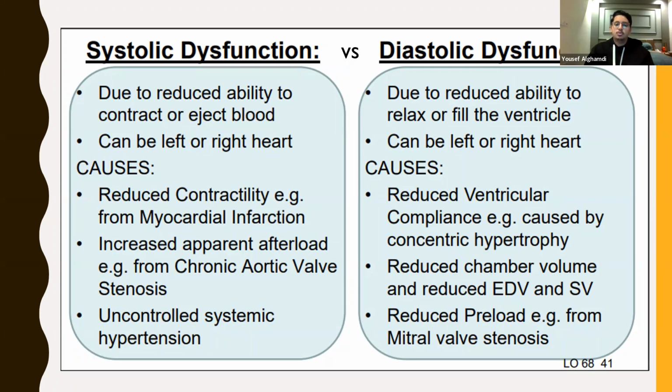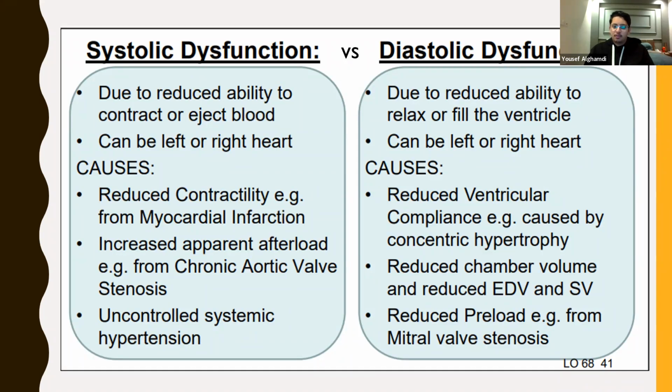Its causes can be reduced ventricular compliance. So your ventricles can be more stiff, less compliant, which can be caused by concentric hypertrophy. Okay. You can have reduced chamber volume, so your end diastolic volume and your stroke volume will be less. And that will cause diastolic dysfunction.